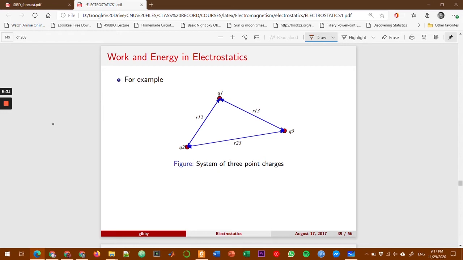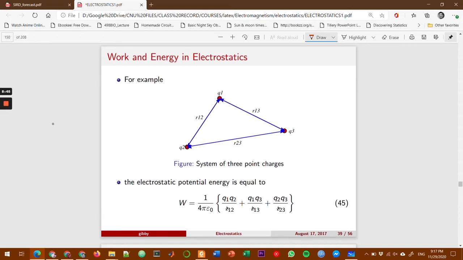So it's like this. You have this system of 3-point charges. So this is labeled as R12, the distance between Q1 and Q2. R13, the distance between Q1 and Q3, and so on. Okay. So the electrostatic potential energy is equal to this one. So superposition principle na siya.